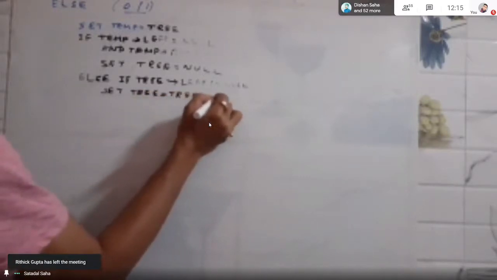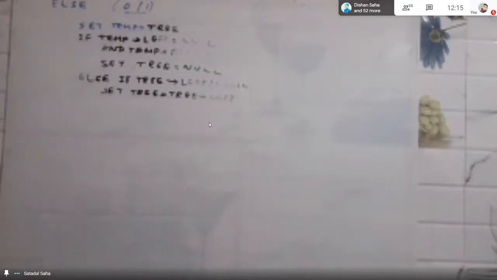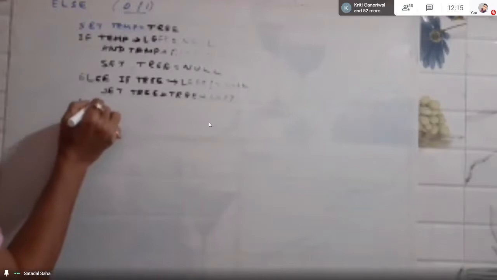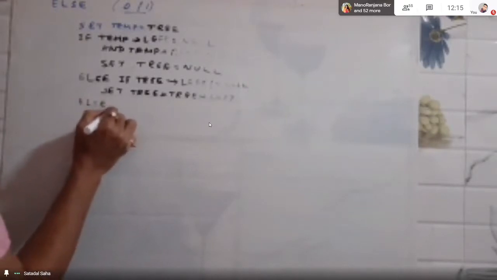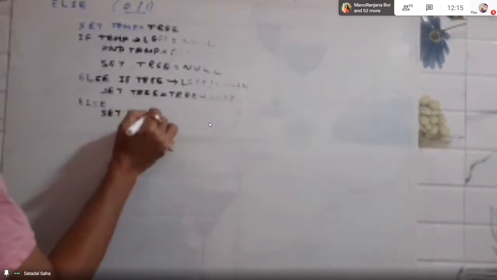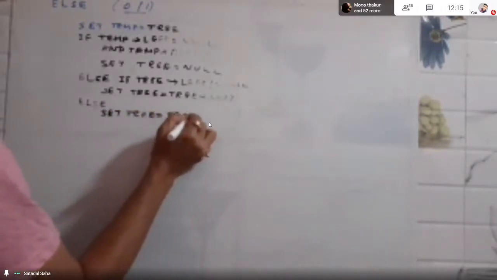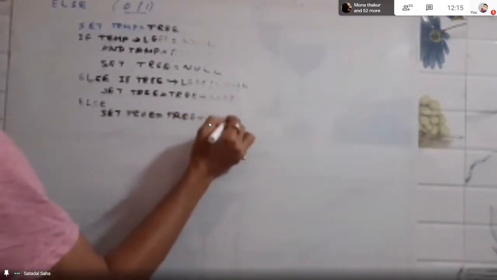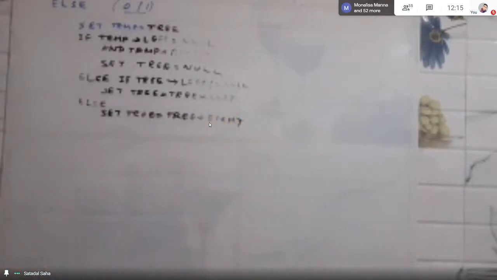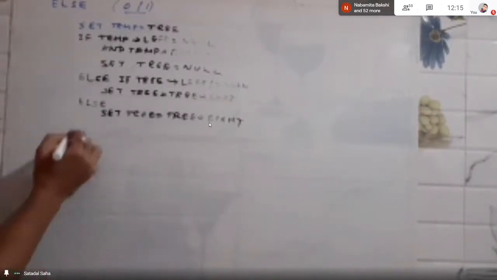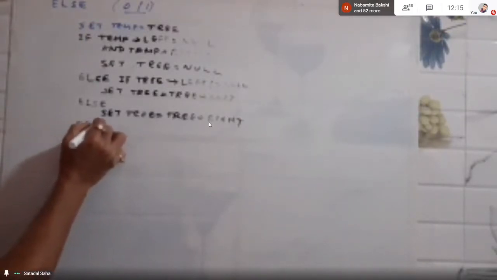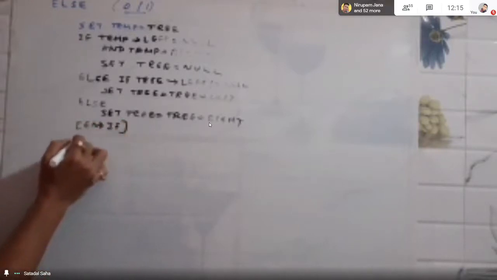Next one, 10. T of n equal to 6 t of n by 3 plus n square log n. So here a equal to 6, b equal to 3, k equal to 2 and p equal to 1, right? Now what we should do is compare a and b power k. So what is a? 6. And what is b power k? 3 square, which means a is less than b power k.